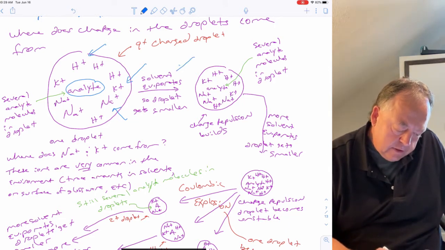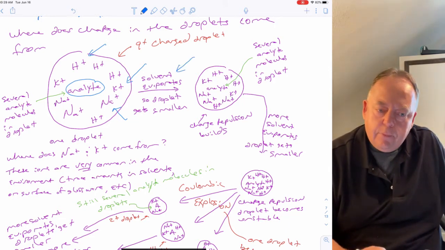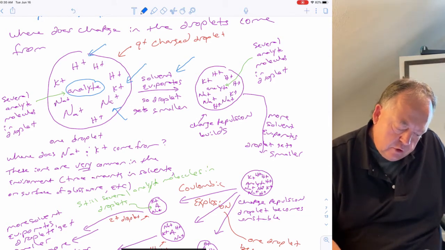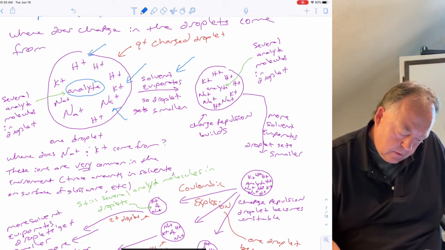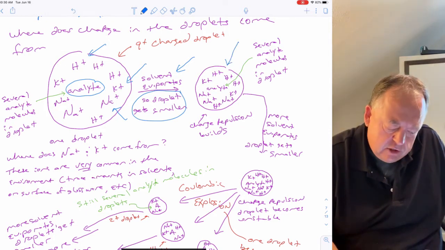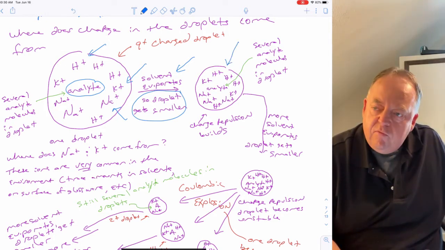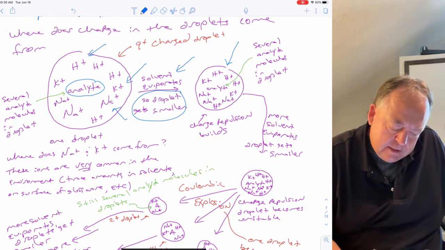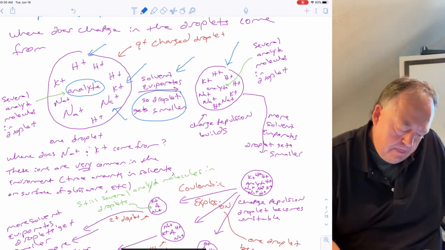And then what happens is the solvent starts to evaporate. So the droplet gets smaller. Right, so solvent evaporates and your droplet gets smaller. It's still got the same number of molecules in it of your sample, and it's still got the same number of ions in it.